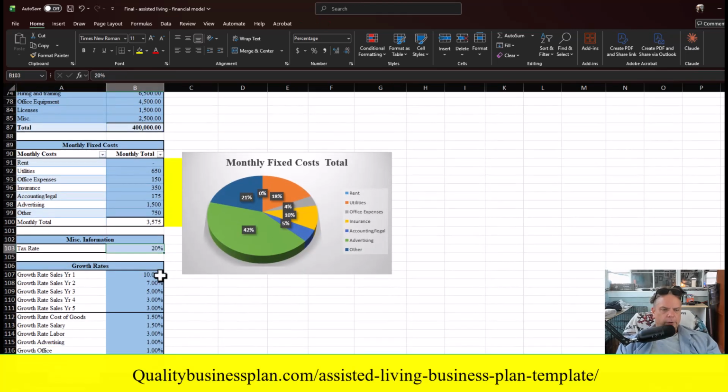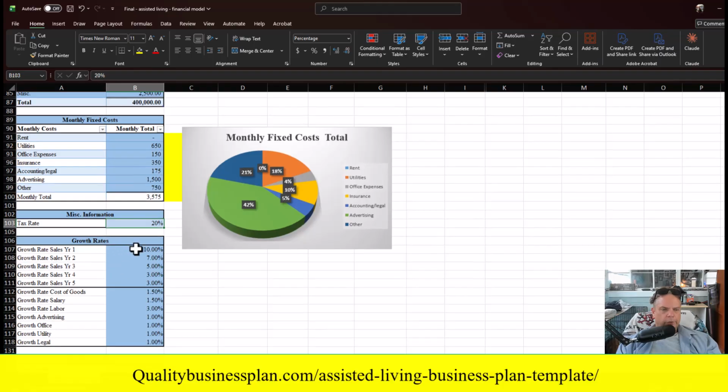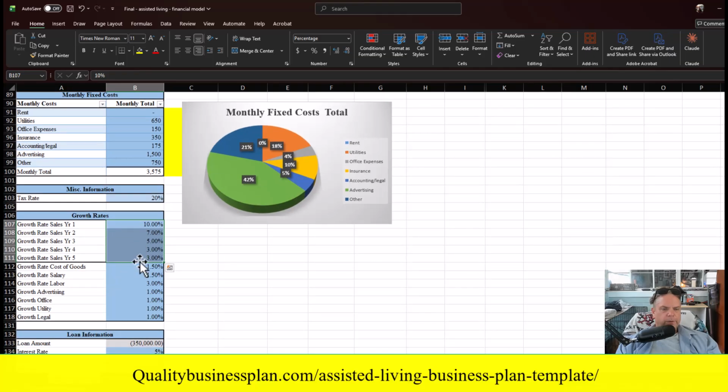Your tax rate is going to go right here. And then you're going to have your growth rates. The first section is going to be your growth rate annually for sales. So growth rate for year 1, 2, 3, 4, and 5. And then we've got our growth rates down here for our various fixed costs.